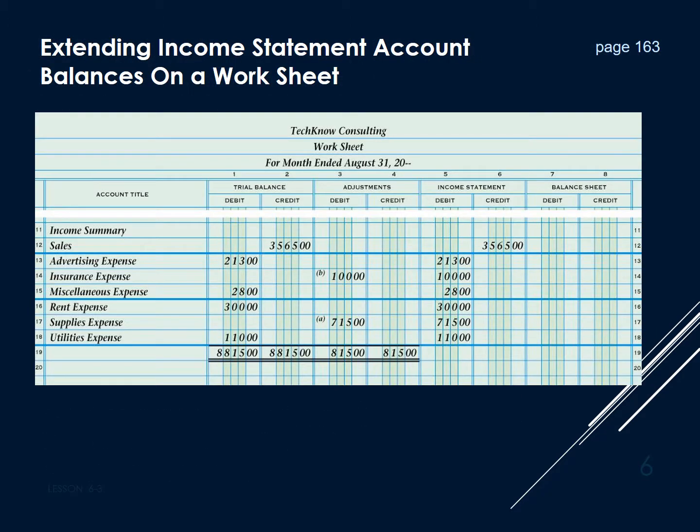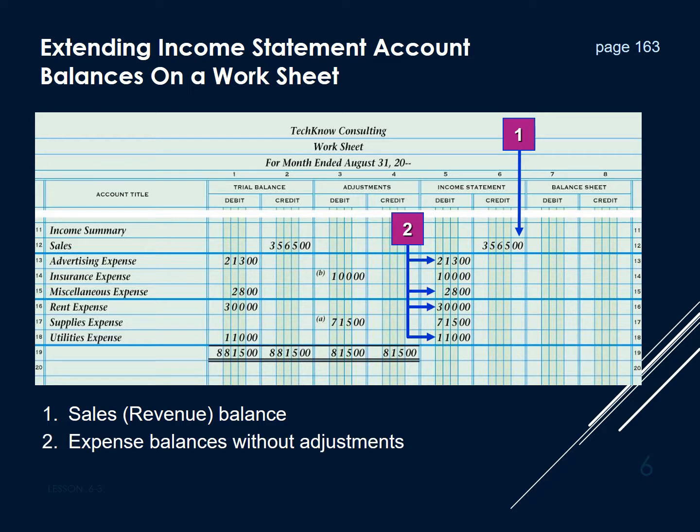Now it is time to extend our trial balance accounts to our income statement section of the worksheet. Step 1, we will extend our revenue balance, which is our sales balance, to the credit column of the income statement on columns 5 and 6. Then we will extend our balances without adjustments to the debit columns of the income statement. And then we will extend our balances with adjustments to the income statement.